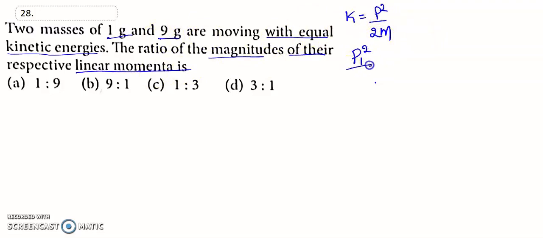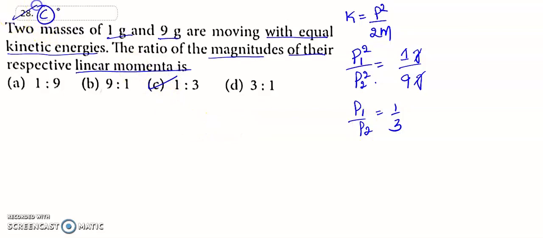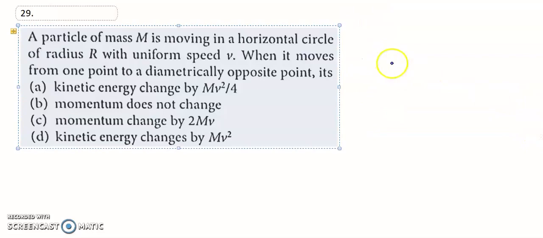So P1 square divided by P2 square is equal to 1 gram by 9 gram, grams get cancelled. So P1 divided by P2 is equal to 1 by 3. That means 1 is to 3. So option C is the right answer for 28. Let's move to the 29.